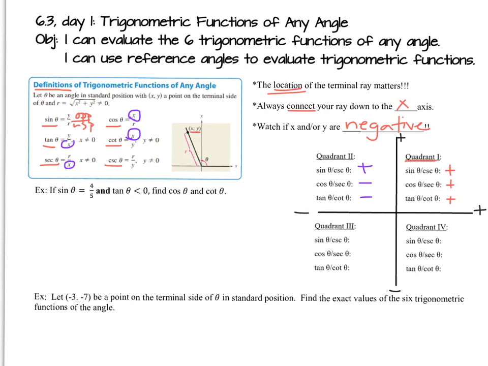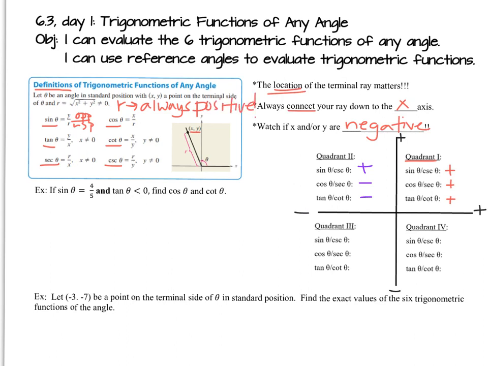Notice I'm not really concerned with the r. The r value, that hypotenuse, is always positive. So that actually might be something good to write down over here in this chart: r is the hypotenuse, and it's always positive. So you'll never have to worry about determining what quadrant you're in for that part.